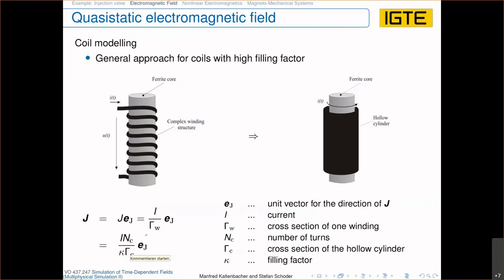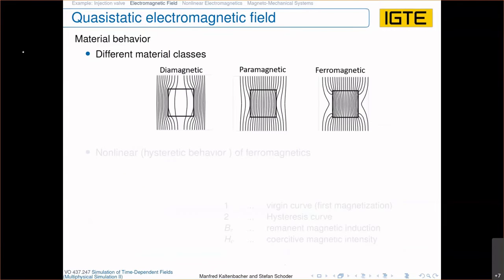Okay, so you see, especially for 3D modeling, this will reduce quite heavily the burden you have within the pre-processing to set up the geometry as well as the mesh. Now concerning the material behavior, as you know, we have diamagnetic materials, paramagnetic materials, and ferromagnetic materials.